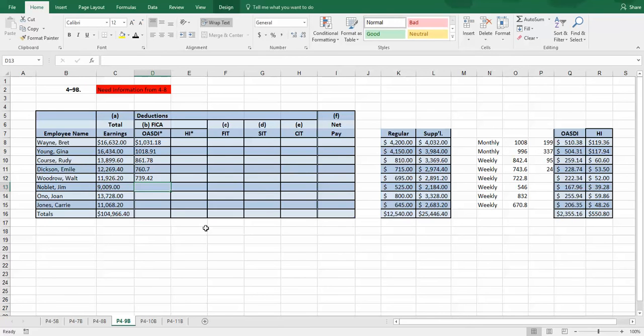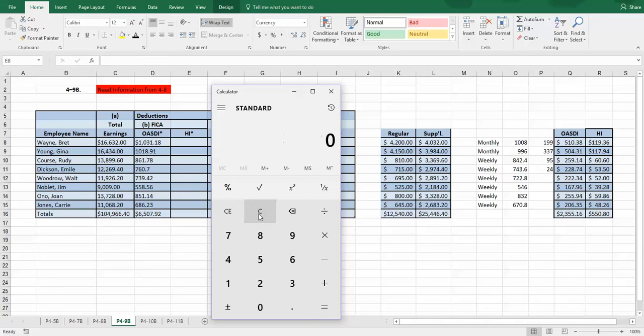Okay, I'm going to pause and figure out the rest of the OASDI amounts. Okay, and so now we're going to calculate the HI. It's going to be the same procedure. $4,200 times 1.45% gives us $6.90, times 2.